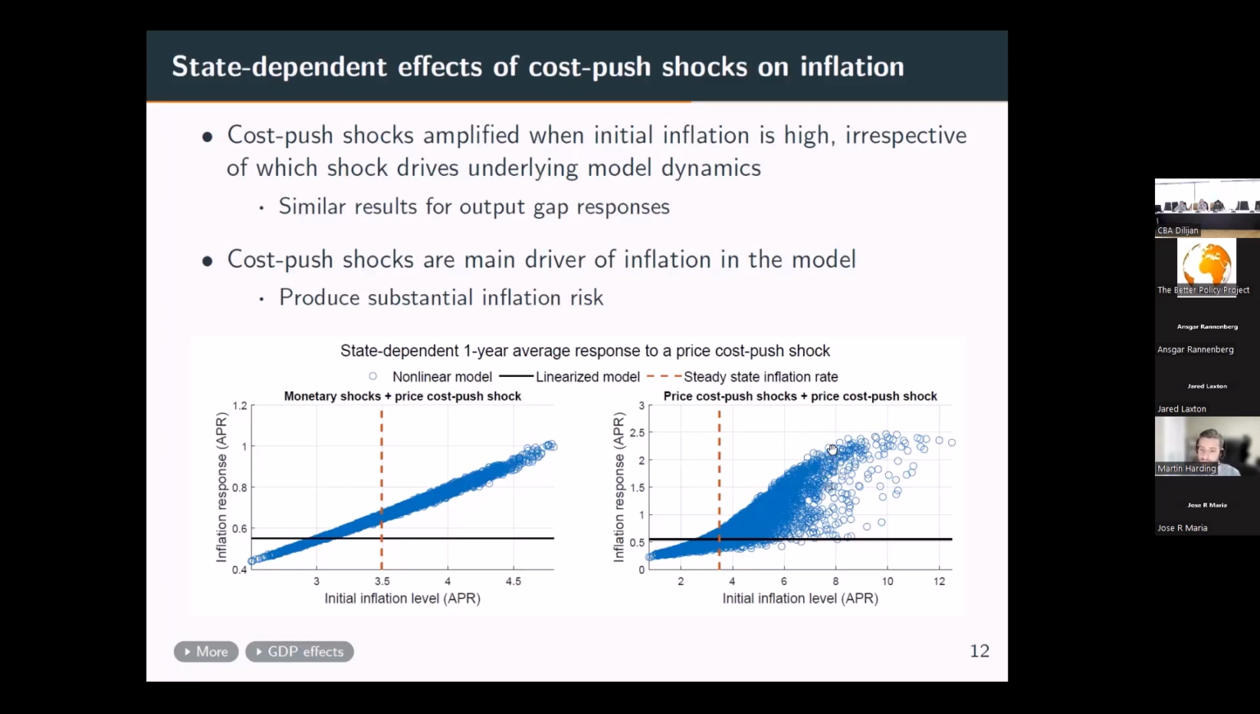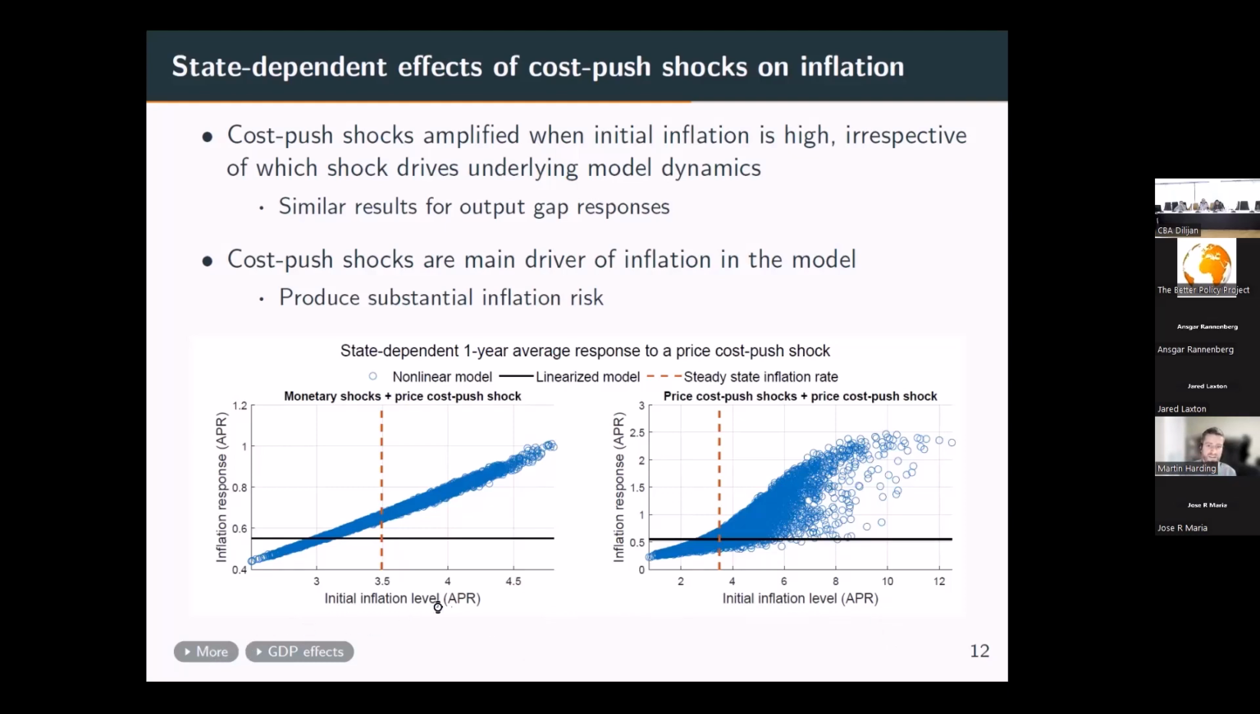Now, why do we see so much inflation risk, or if you want, heteroscedasticity in this cloud? You see that this is not really a tight line anymore, but it's really a cloud of dots. And as I was saying, when inflation is, for example, 8%, it can respond anything from 0.5% to something like 2%. This is because it's not only the level of inflation before the shock that matters, but also whether inflation is increasing or decreasing.